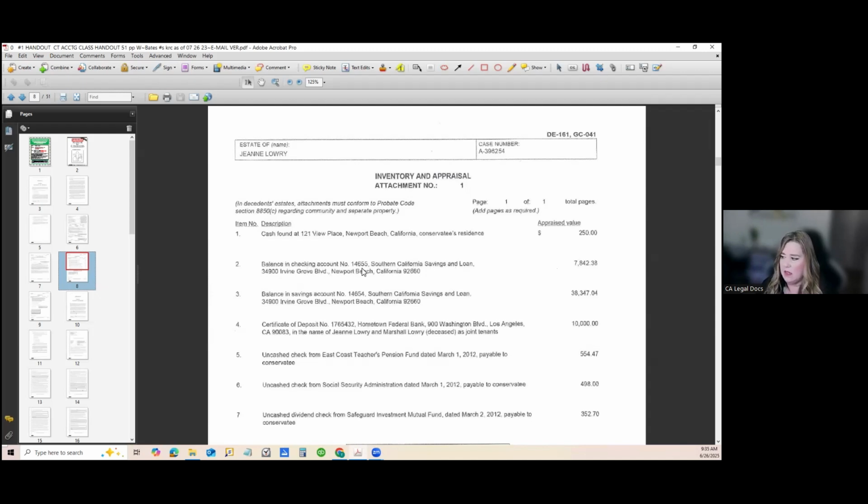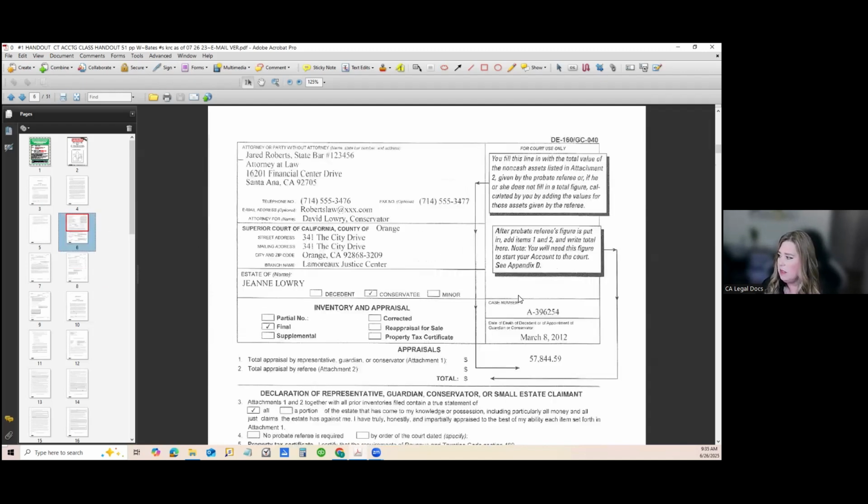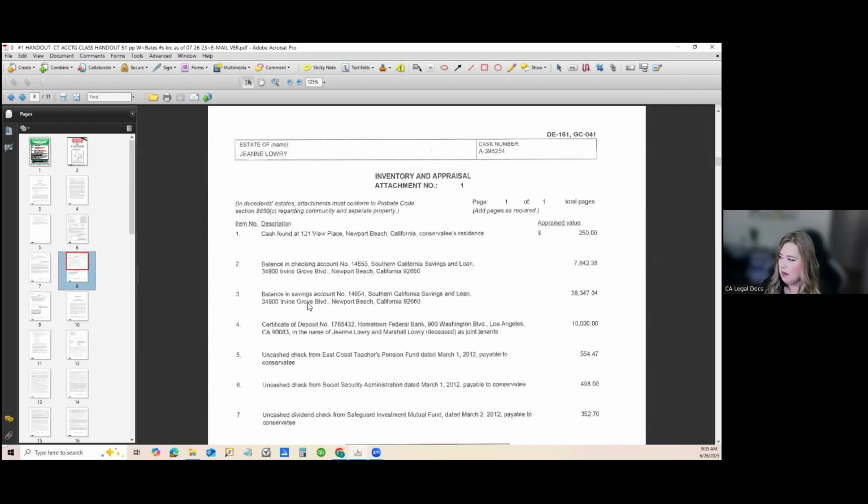So I'll ask the client for the bank statement. I'm going to switch screens again here. I will make sure that on March 8th, 2012, I'm looking at the bank statement, and if the bank statement does not say this exact amount, I must stop because, again, that means my inventory and appraisal are wrong. You have to be careful.